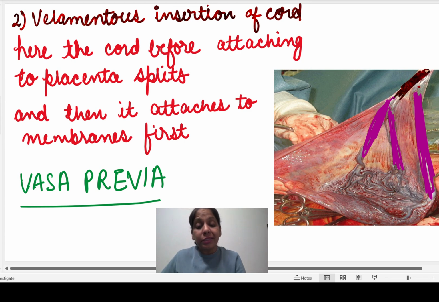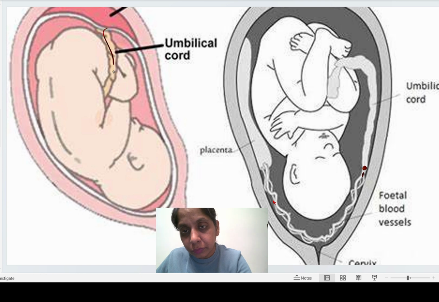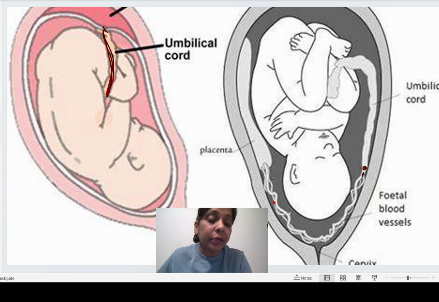And now this leads to a complicated situation, Vasa Previa. What is Vasa Previa? Let me show you. See, normally this is the umbilical cord, okay, and it's there. Now when the vessels separate, you can see that this is the umbilical cord, and the Wharton's jelly has ended.